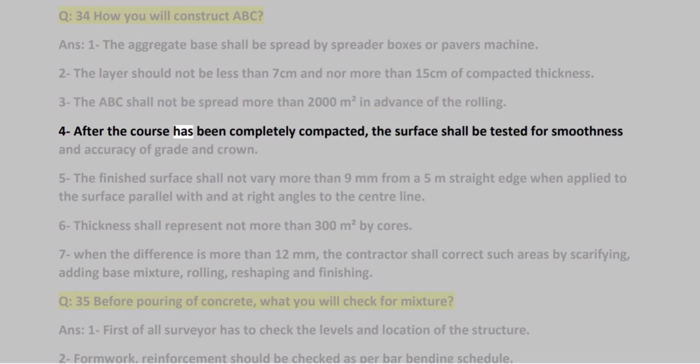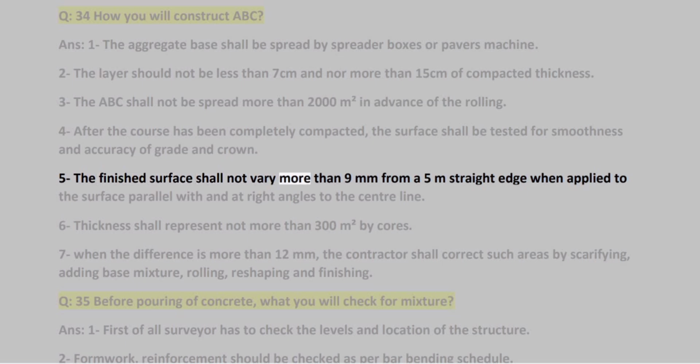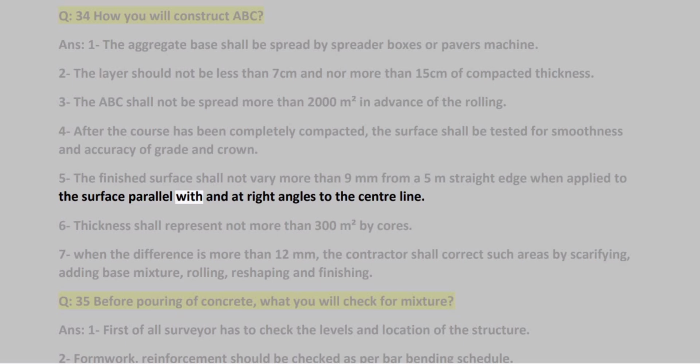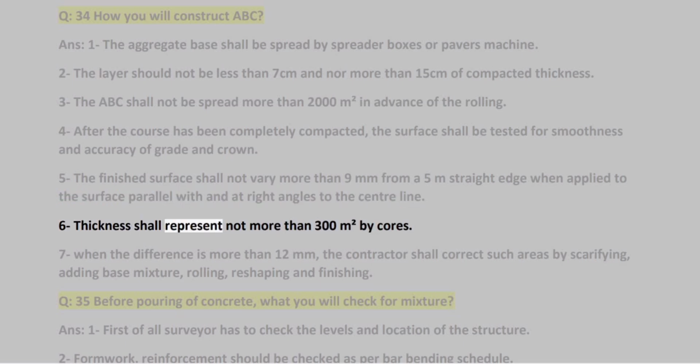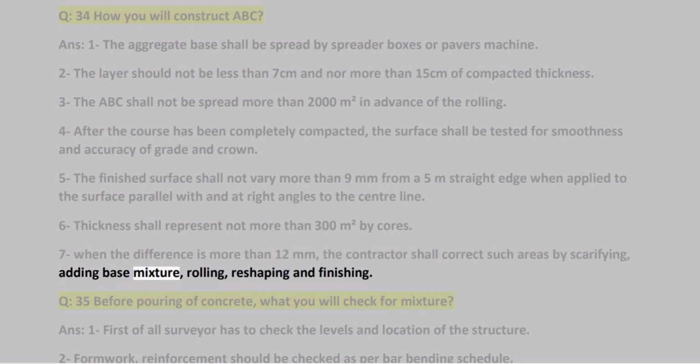4. After the course has been completely compacted, the surface shall be tested for smoothness and accuracy of grade and crown. 5. The finished surface shall not vary more than 9 mm from a 5 m straight edge when applied to the surface parallel with and at right angles to the center line. 6. Thickness shall represent not more than 300 square meters by course. 7. When the difference is more than 12 mm, the contractor shall correct such areas by scarifying, adding base mixture, rolling, reshaping and finishing.